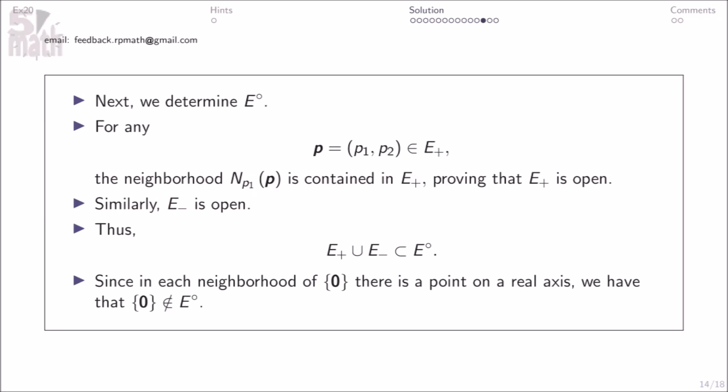Next, we determine E suc. For any P, this, the neighborhood this is contained in E positive, proving that E positive is open. Similarly, E negative is open. Thus, this. Since in each neighborhood of the set containing 0, there is a point on the real axis, we have that this.